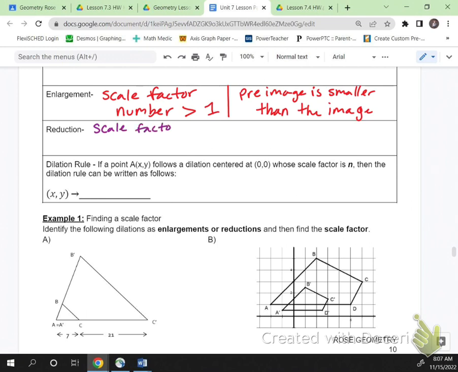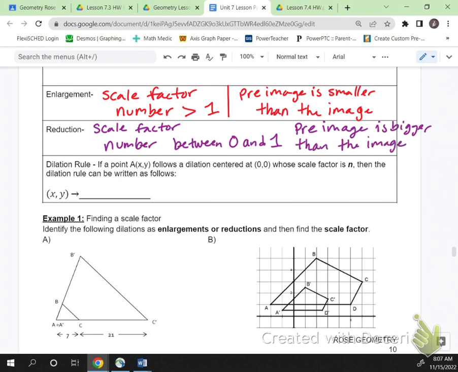The scale factor or the number has to be between 0 and 1. Why between 0 and 1? What if I went less than 0? What happens when you go less than 0? Negative. Yeah, we're not going to use a negative scale factor. This preimage is bigger than the image. And now we're going to get to the dilation rule.